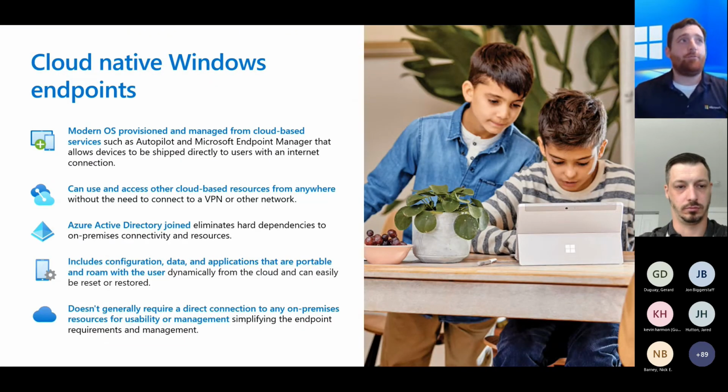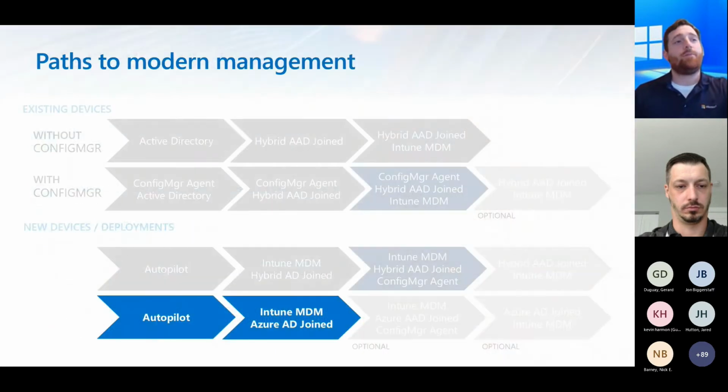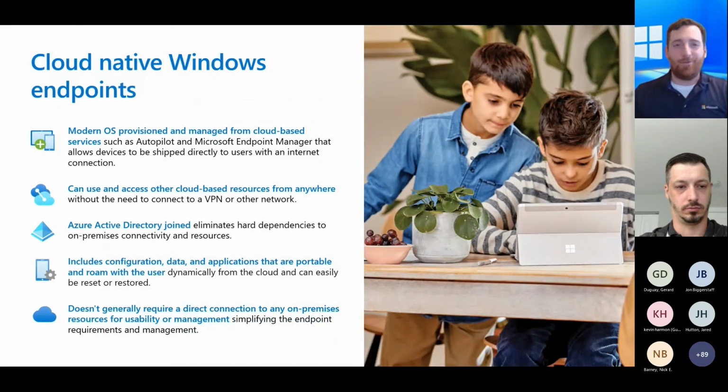So, cloud native Windows endpoints. What we talked about, this right here, an Autopilot joined machine, Intune enrolled, Azure AD join, that is a cloud native Windows endpoint. These are some of the characteristics that I laid out on cloud native Windows endpoints right there. It's a modern OS, provisioned and managed from the cloud. So Windows 10 or Windows 11, again, leveraging Autopilot to enroll into an MDM like Intune. In some cases, this is going to enable us to ship devices directly to users to get them enrolled without that on-premises connection.